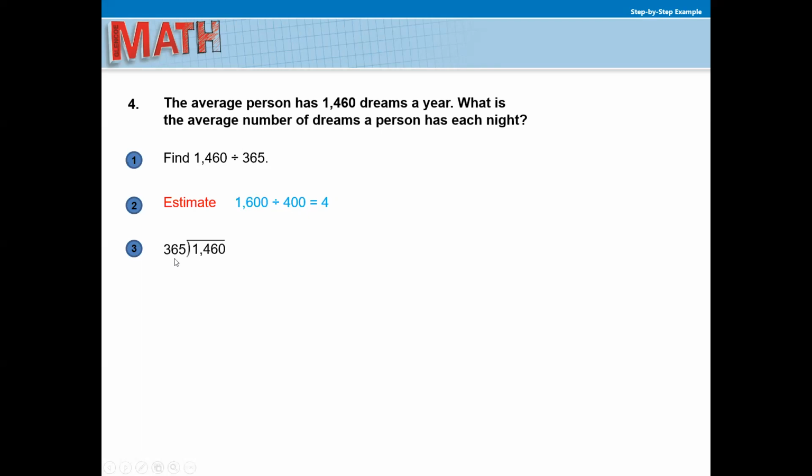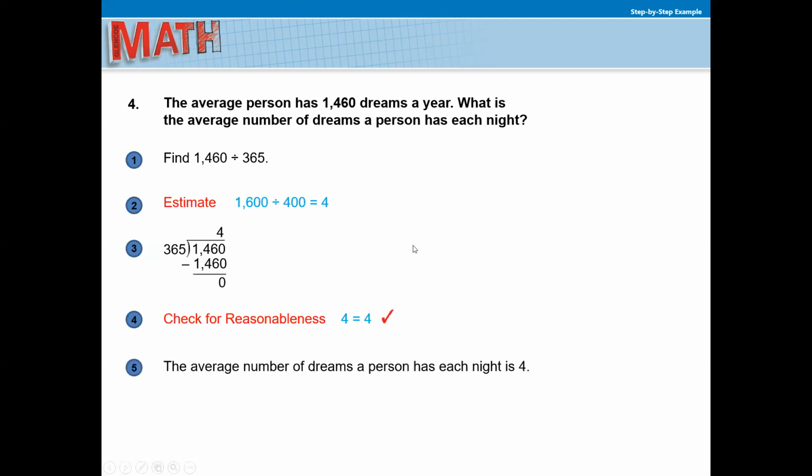1,460 divided by 365 is 4. Remainder 0. Check for reasonableness. Does 4 equal 4? We estimated 4, and that's exactly what we got. That is reasonable. The average number of dreams a person has each night is 4. Can you remember your dreams?